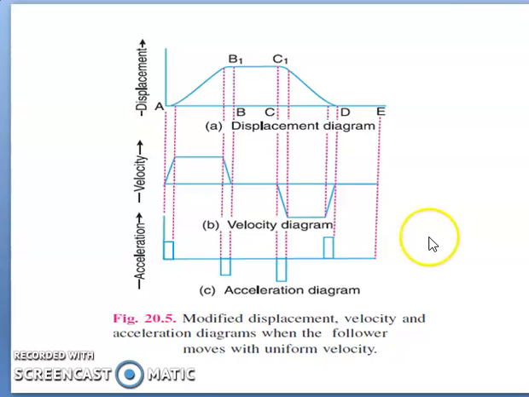So what they do is, instead of having a steep curve at the top, they round it off using a parabolic curve, so that you will not get the acceleration as infinity, and there will be some time for the velocity to reach the maximum. It gradually reaches the maximum, so you can get the acceleration as a rectangle. So this is the modified displacement, velocity and acceleration diagram when the follower moves with uniform velocity.